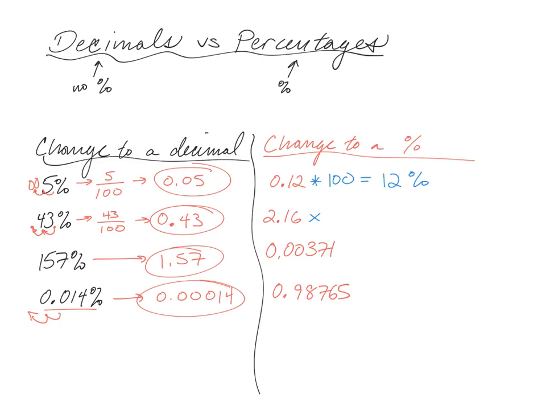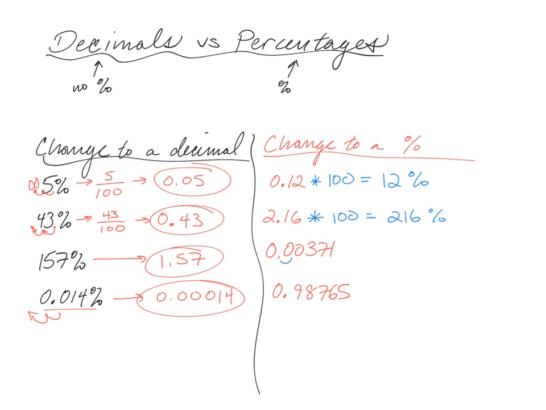I could multiply this by 100 and I would get 216, and again, that would be a percent. Now, similarly to changing a percent to a decimal over here, where we moved the decimal point 2 to the left, if we wanted to do the same thing over here, we would move it 2 to the right because we're essentially undoing what we just did.